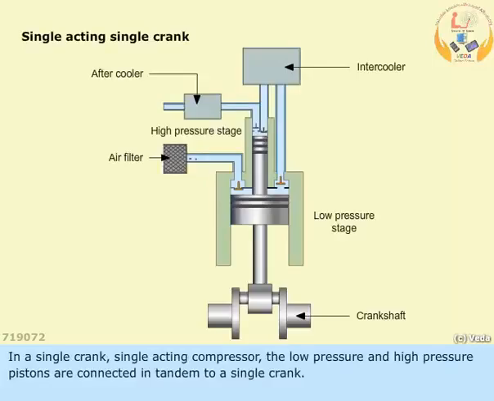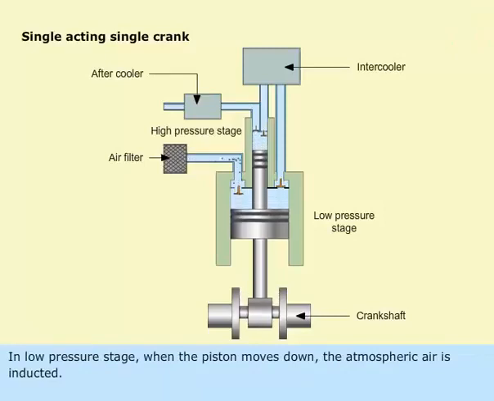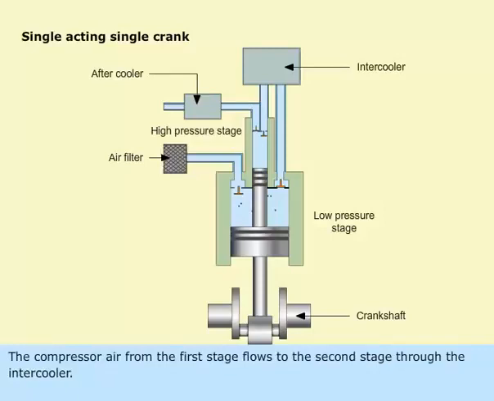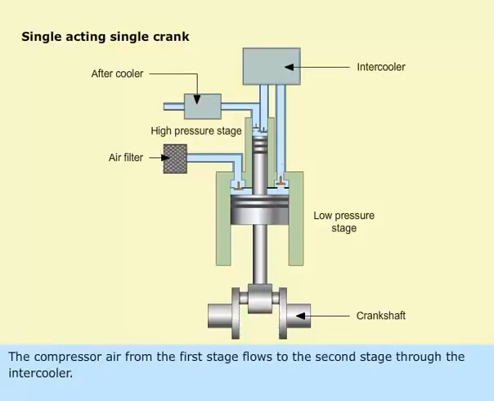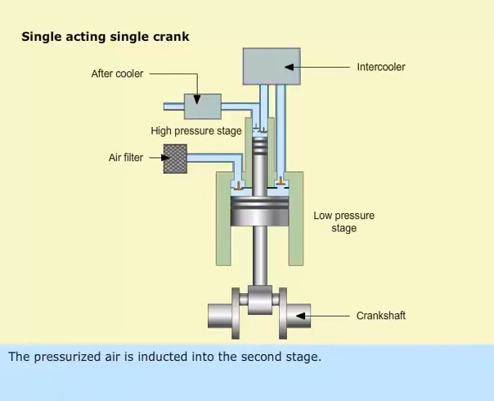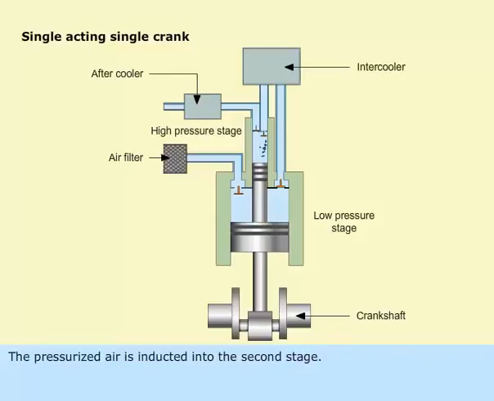In a single crank, single-acting compressor, the low-pressure and high-pressure pistons are connected in tandem to a single crank. In the low-pressure stage, when the piston moves down, atmospheric air is inducted. The compressed air from the first stage flows to the second stage through the intercooler. The pressurized air is inducted into the second stage.